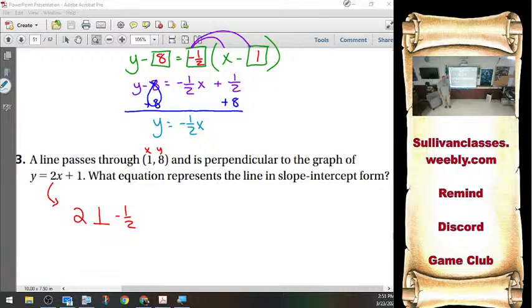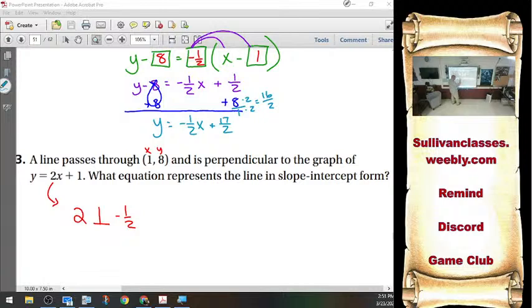Please don't write 8 1/2. Okay? Mixed numbers are kind of outdated. We don't really use them, but I could turn this into times 2 over 2, 16 halves. 16 halves plus 1/2 is 17 halves.